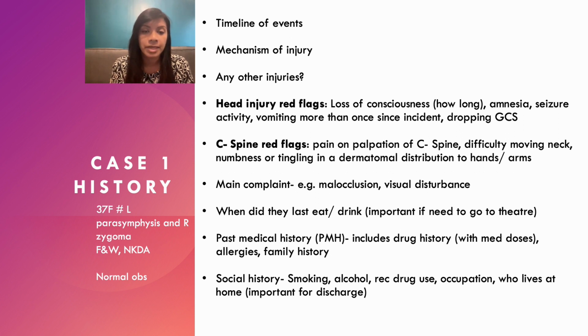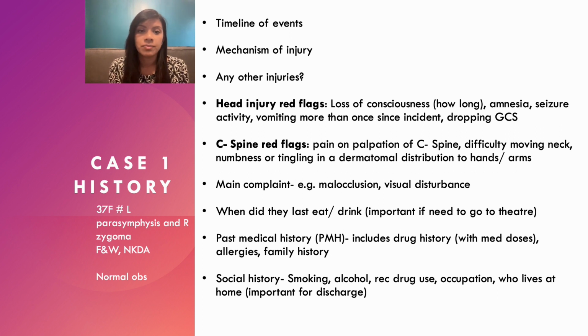If that were the case, we'd be getting a CT head to look for any intracranial bleeds. If the patient has any signs of a C-spine red flag, again, you need to speak to A&E. They often advise that you get a couple of different x-rays of the C-spine and speak to orthopedics.